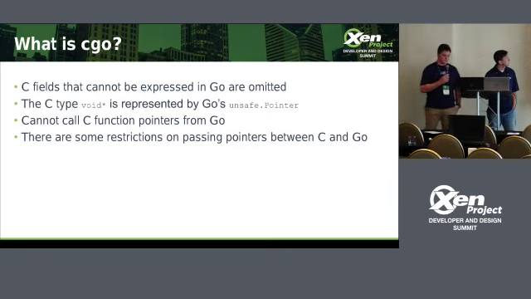And then there are other specific restrictions on passing pointers between C and Go, which is largely due to the fact that Go is a garbage collected language, and so the garbage collector needs to keep track of all of Go's pointers.